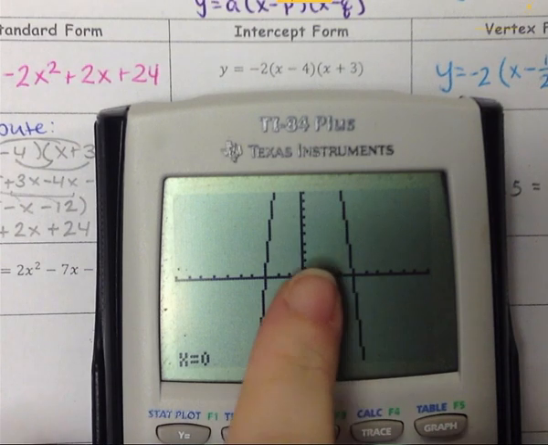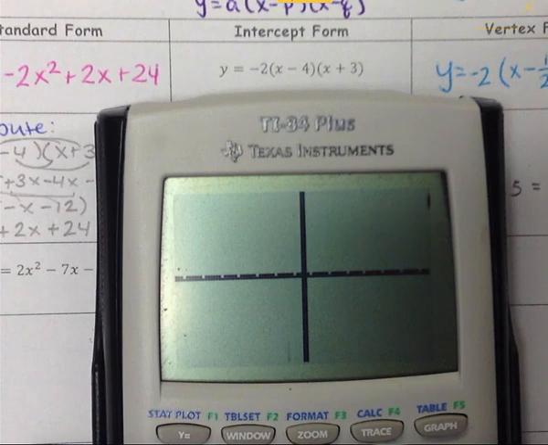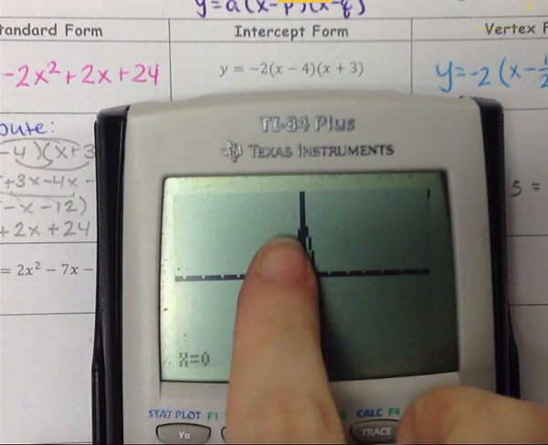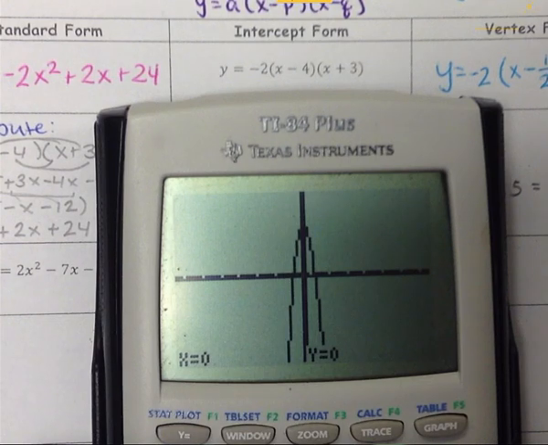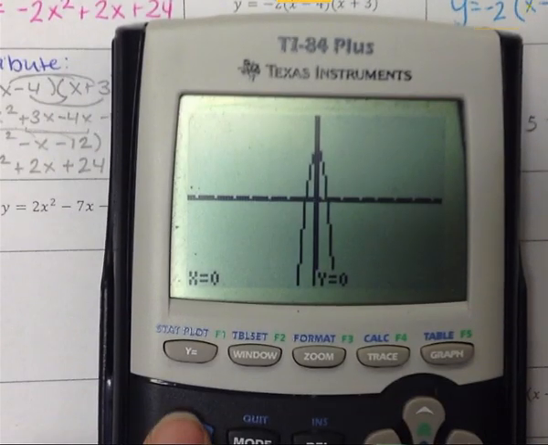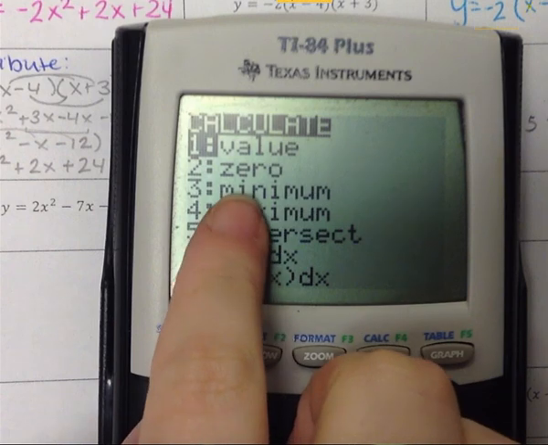So I have to actually press enter on the graph for it to zoom out. I'm going to press enter, and now I can see the vertex. I can't find the exact location by looking at it, but I can see it. We can go to calculate, so I'm going to press the second button, calculate. I want to find the vertex, which is either the minimum or maximum.